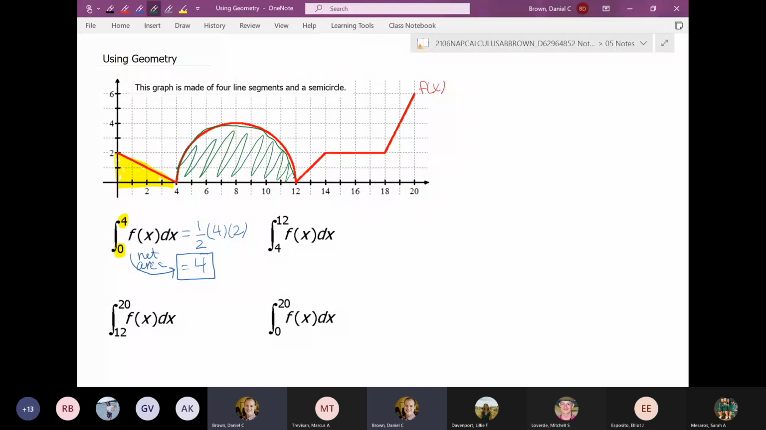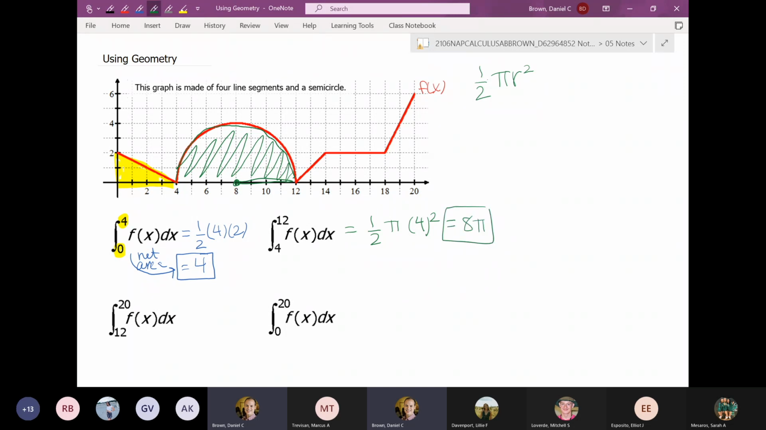Again, any geometry formula you've learned can show up. We know that the area of a circle, or hopefully we know, is pi r squared. If I'm doing a semicircle, then I just want half of that. So like the definite integral from 4 to 12 would be 1/2 pi, and then the radius of this would be 4. Again, I'm okay if you leave your answer like that. 4 squared is 16 divided by 2. The definite integral would be 8 pi.